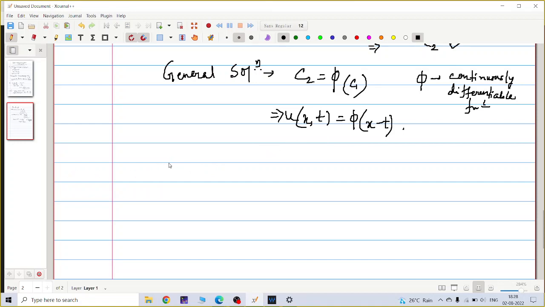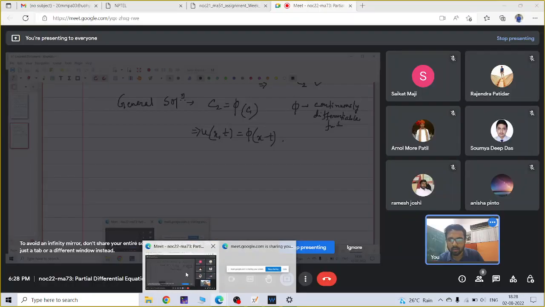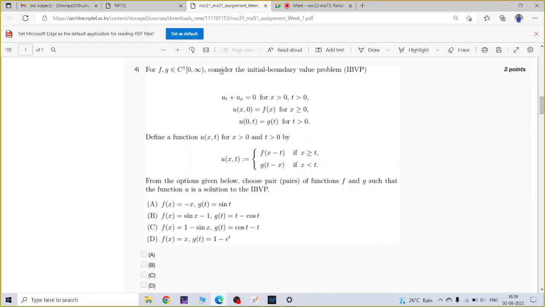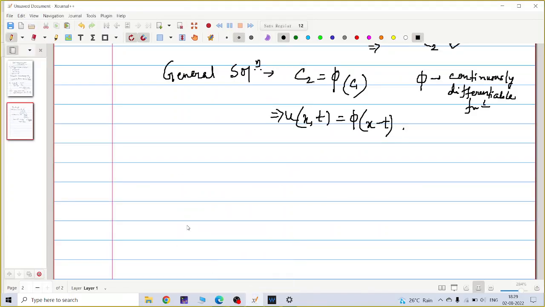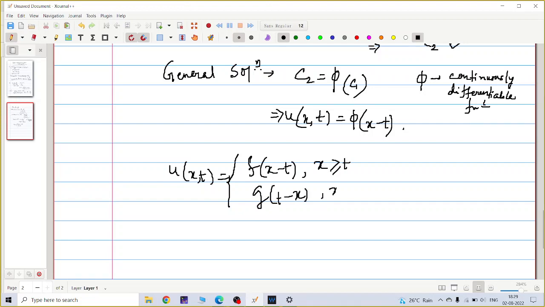Now what is in the question? The question is that f and g are given functions in C1. So u(x,t) is a solution like this: f of x minus t whenever x is greater than or equal to t, and g of t minus x whenever x is less than t.